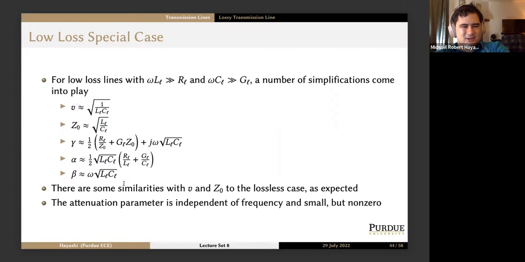Notice this is also a dispersionless case, or at least in the limit, it's dispersionless. Our attenuation parameter is independent of frequency, which is very nice, but it's non-zero. So even though it's a low loss line, it's not a no-loss line. You'll still get some attenuation, even in the limit of very high frequency signals.